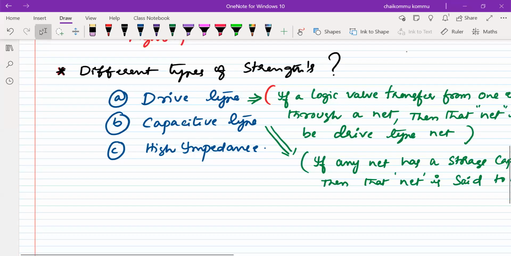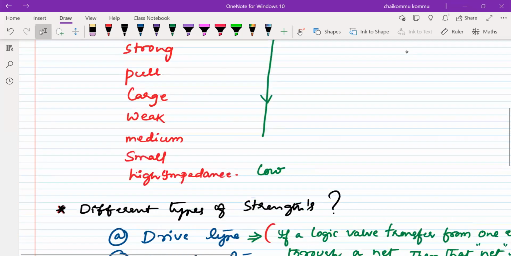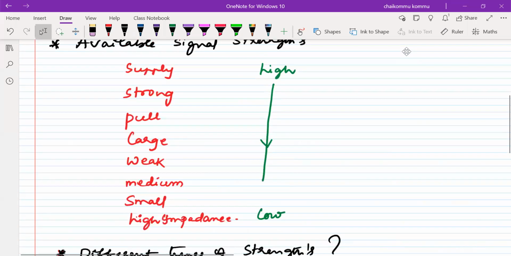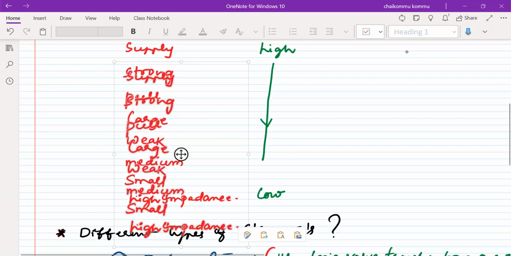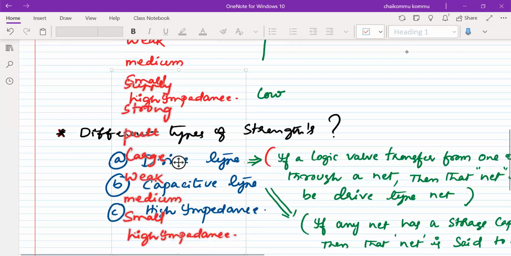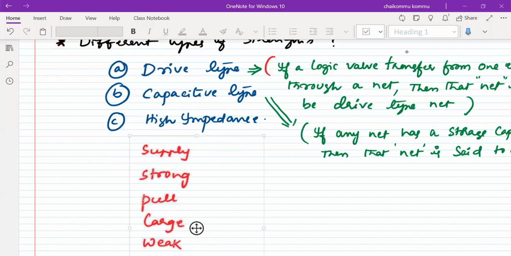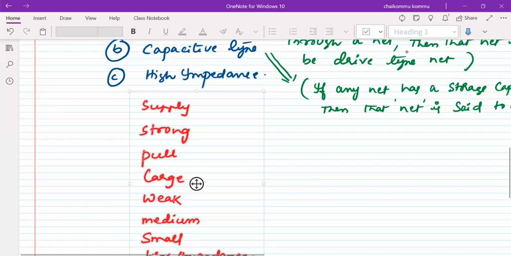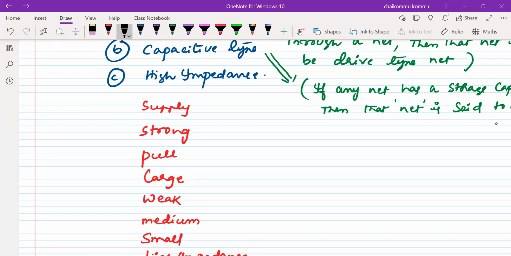For example, you consider this one. Let us consider this. Copy and then paste here. So here these are the different strengths that are available. For example, we have different types of strength here. So supply is actually a drive type. Please remember, these are all drive type.